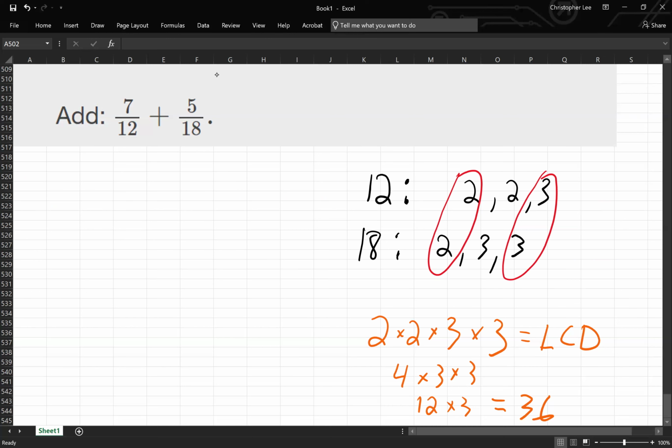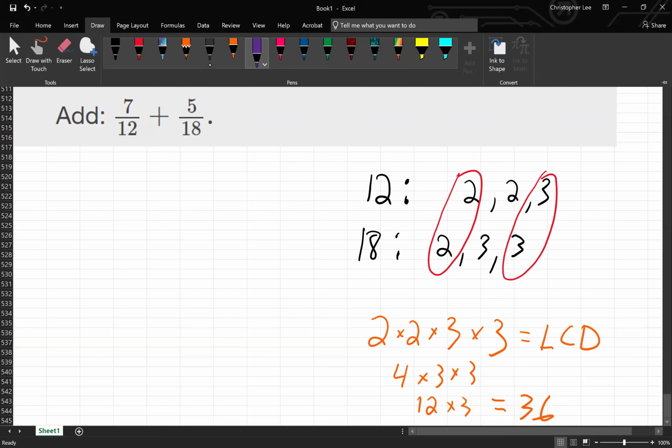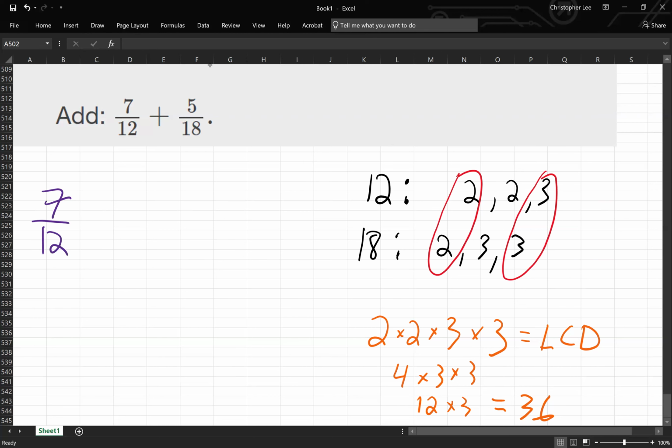All right. So, hold on, let me change my color. I have 7 over 12, right? What number can I multiply the 12 by to make it 36? By 3, right? But what I do to the bottom, you gotta do to the top. I have 18. How can I get that to 36? Multiply it by 2, right? But what you do to the bottom, you gotta do to the top, right? Bam. Now the 12 times 3 is 36, 18 times 2 is 36.